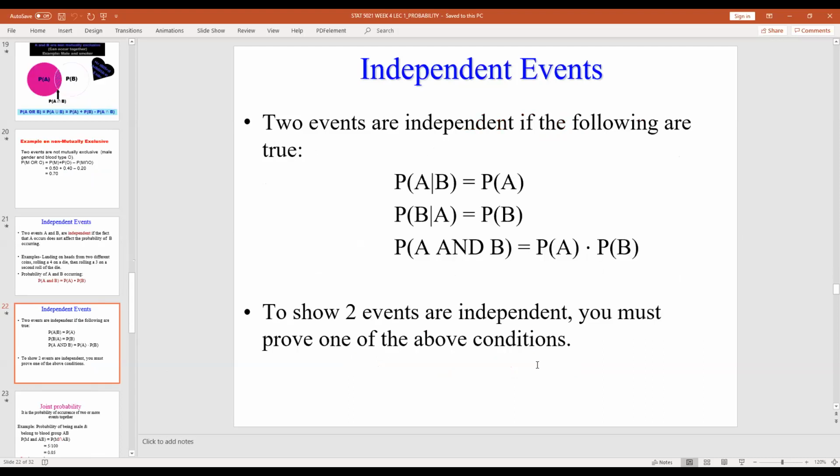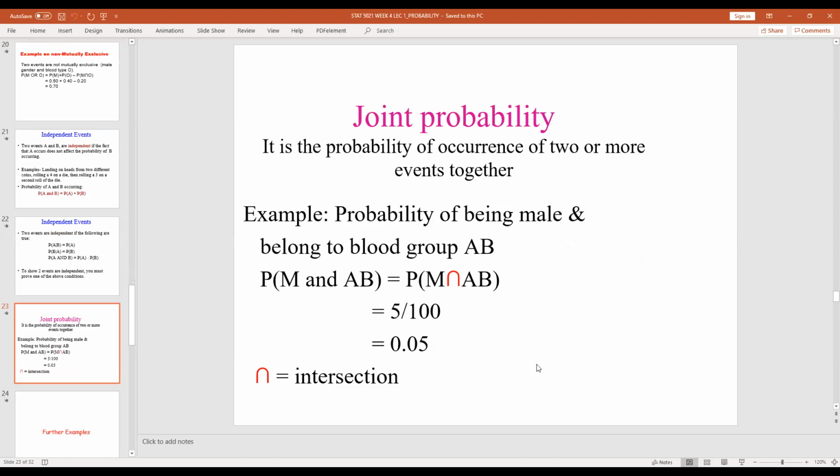Now, we have conditions for two events to be independent. For two events to be independent, the probability of A given B is going to be equal to the probability of A, and the probability of B given A is also going to be equal to the probability of B. And generally speaking, two events are independent if the probability of the joint event can be written as a product of the respective probabilities. So I'm going to show you how you can do that.